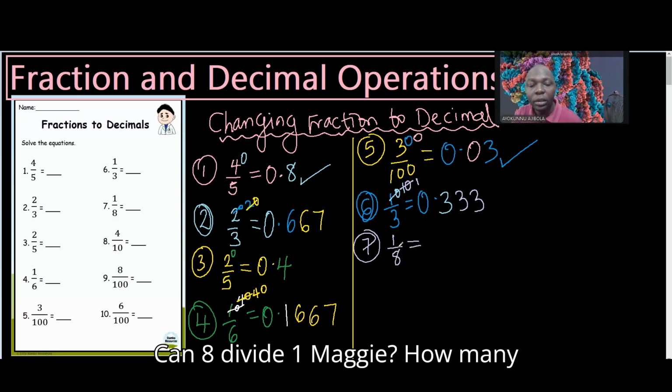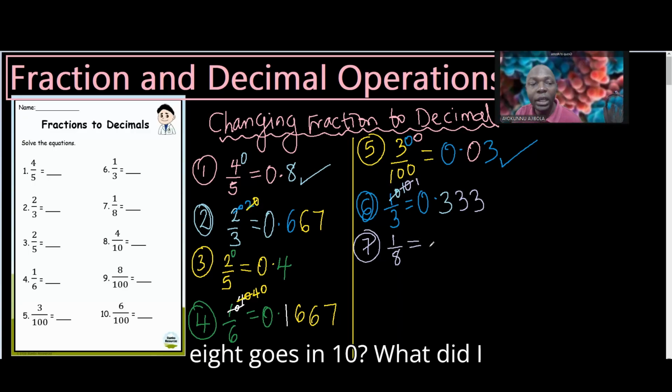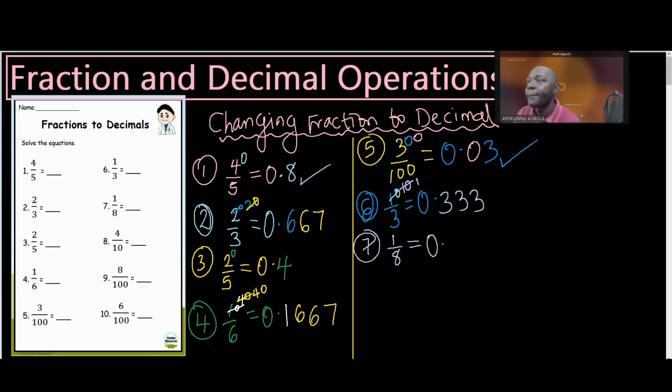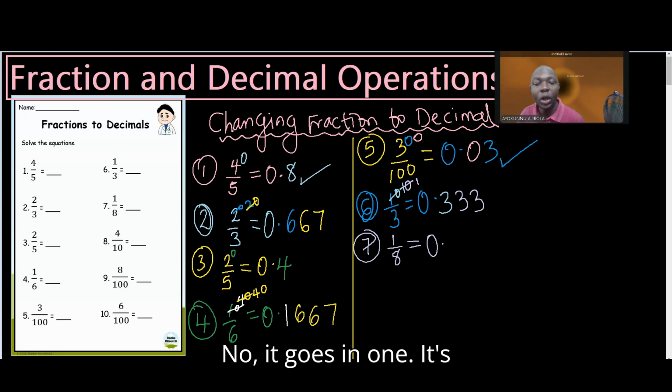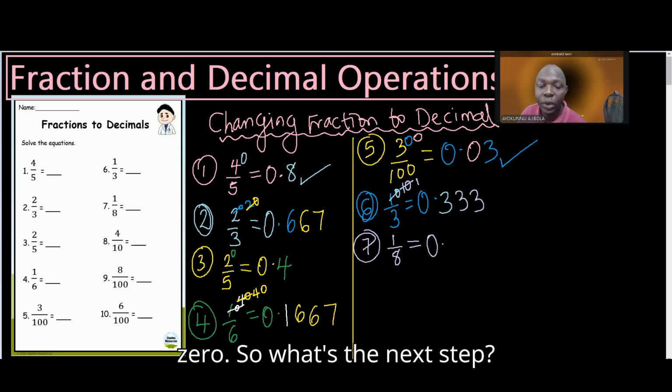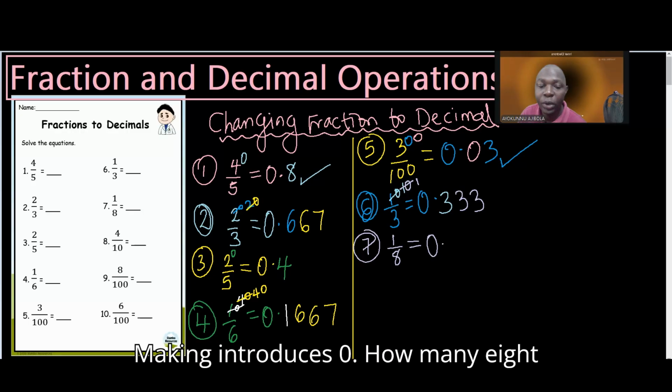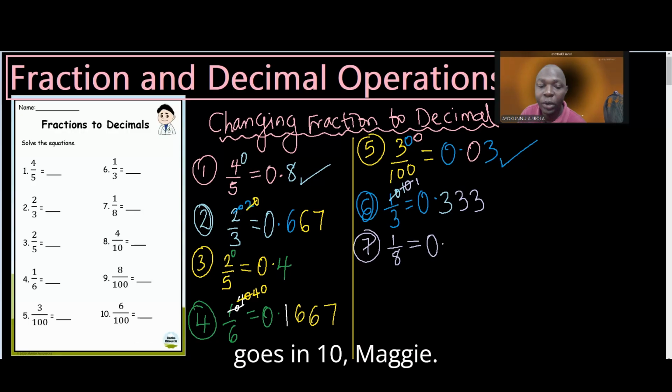Okay. Number 7 says 1 over 8. Can 8 divide 1, Miggy? How many 8 goes in 1? 0. What did I say? 8 goes in 1 is 0. So what's the next step, Miggy? Introduce a 0. How many 8 goes in 10, Miggy?